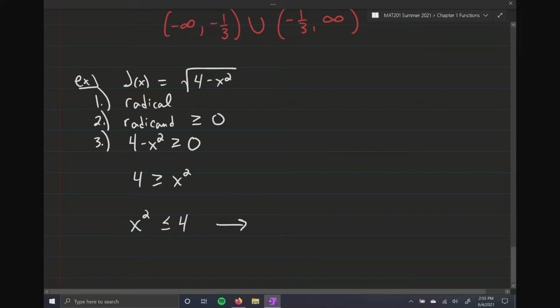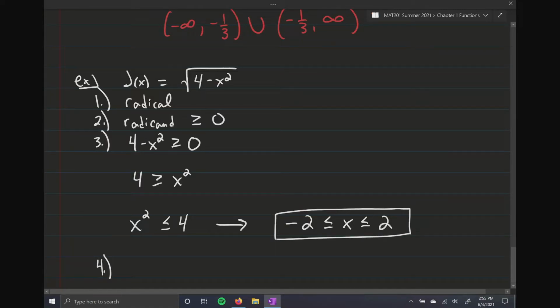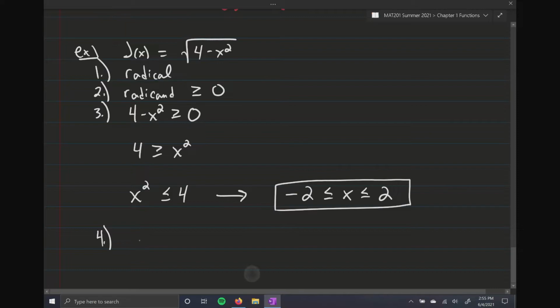Or another way to think about this is the double inequality where x is bounded in between -2 and 2. So what I know here is my domain, and I'm just going to state this the way it looks right now. My domain is going to be -2 less than or equal to x, which is less than or equal to 2. Another way to do this is interval notation.